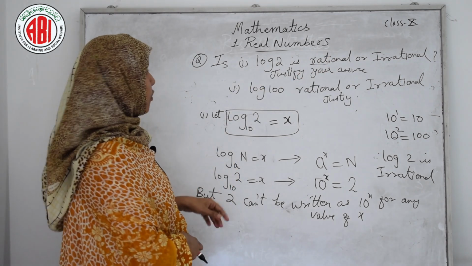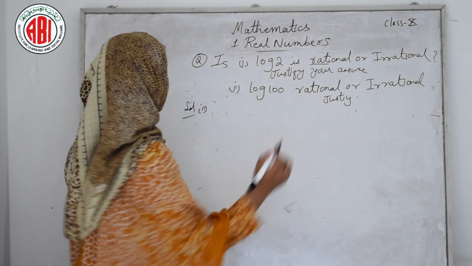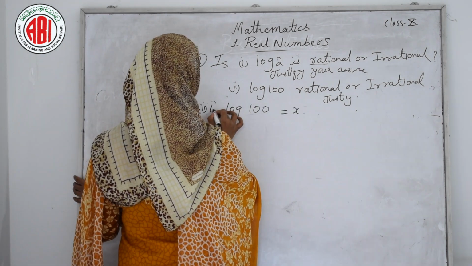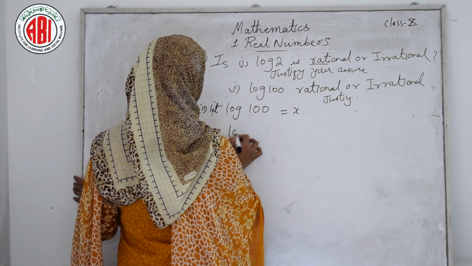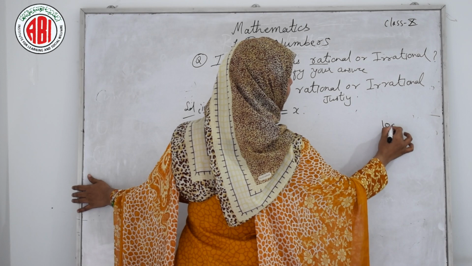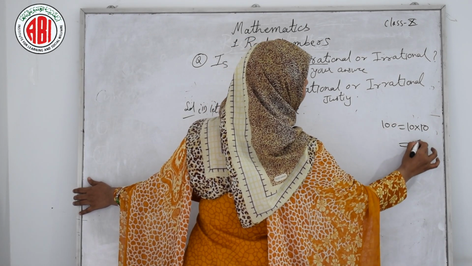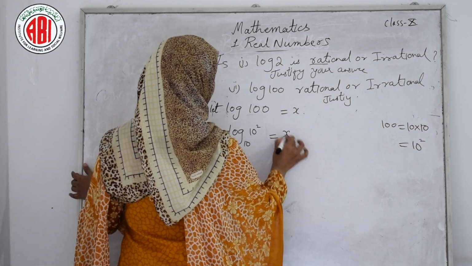Now, let us do the next one, log 100. Let log 100 equal to x. Base is not given, we can take it as 10. Log 10. 100 can we write as 10 square? 100 is nothing but 10 into 10. 10 10 is 100. This we can write as 10 square. So, 100 we can write as 10 square equal to x.